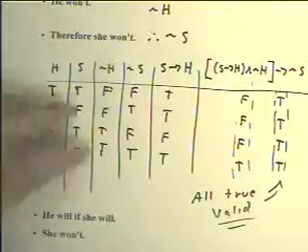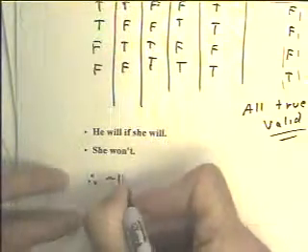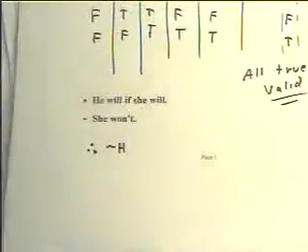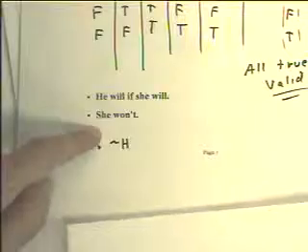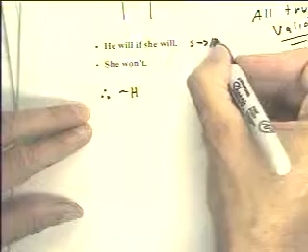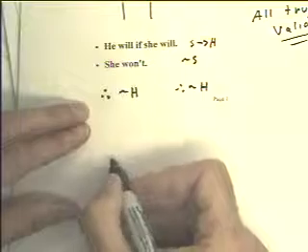Now we can contrast that with this argument. He will if she will, she won't, therefore he won't. What does the truth table for this argument look like? Well, it's very similar to the other one, except that our second premise is she won't. So let's say he will if she will. Well, that's the same thing we had before. She won't, therefore he won't.